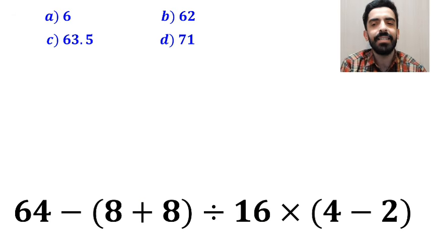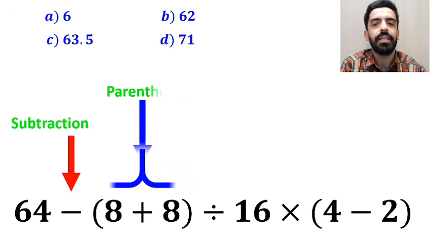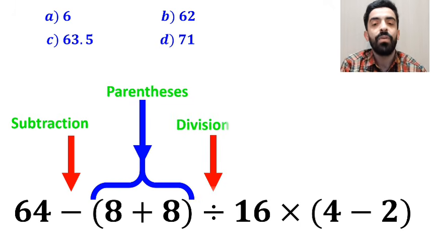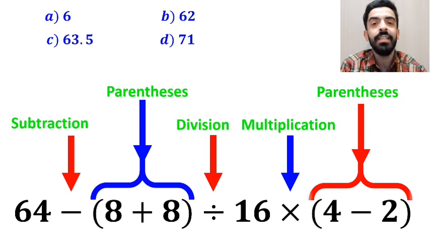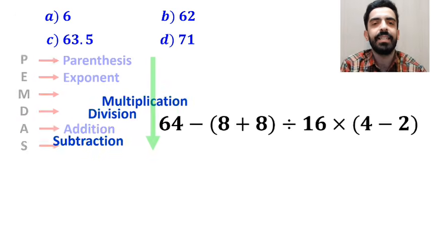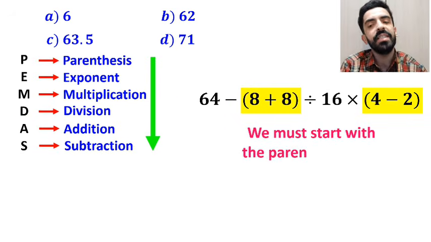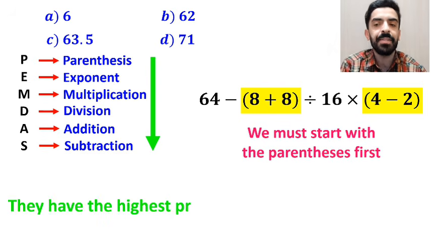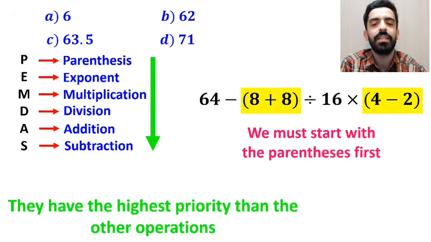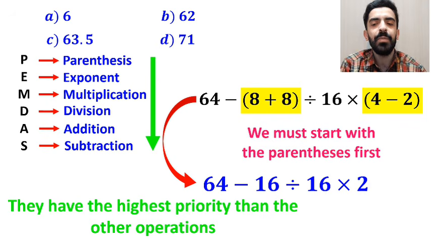Okay, as you can see on the screen, in this expression, first we have a subtraction sign, then parentheses, followed by a division sign, after that we have a multiplication, and finally another parentheses. We must start with the parentheses first, because they have the highest priority over the other operations. So, this expression simplifies to 64 minus 16 divided by 16, then times 2.